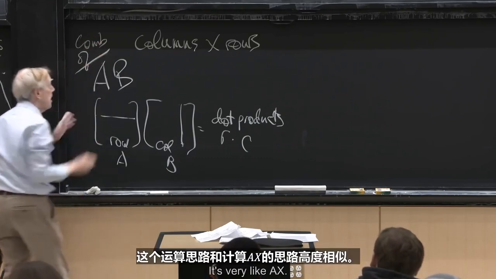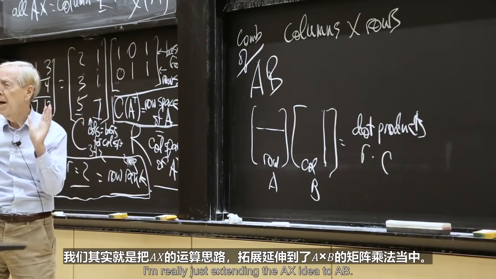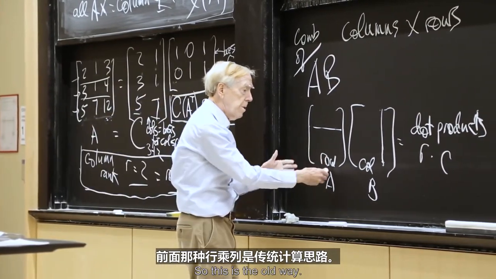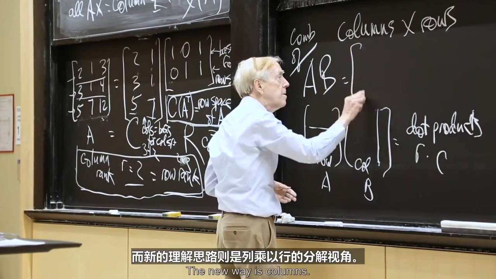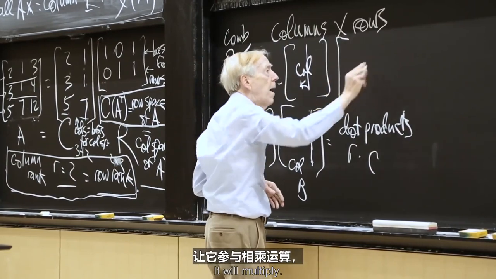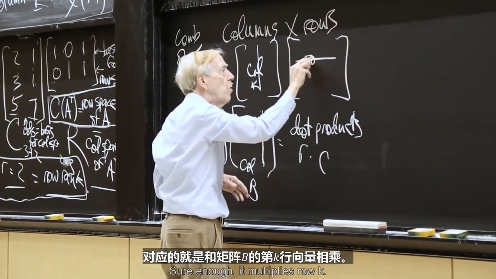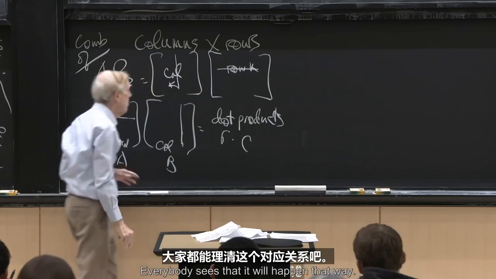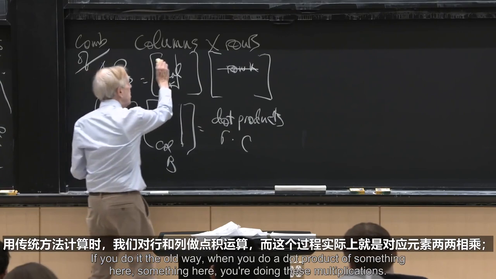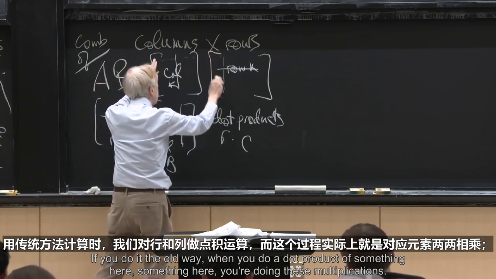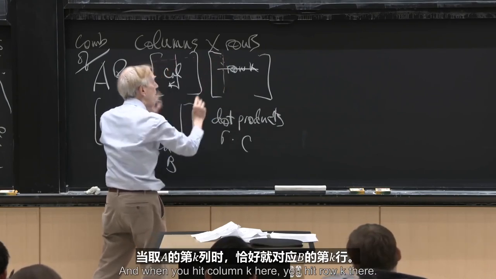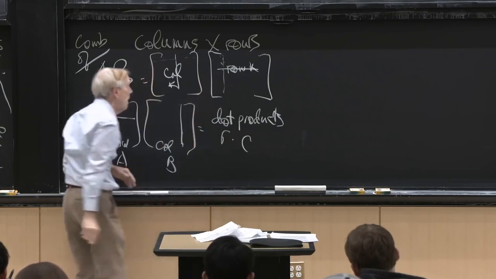It's very like AX. I'm really just extending the AX idea to AB. So this is the old way. The new way is columns. So there's column K. It will multiply, sure enough, row K. Everybody sees that it will happen that way. If you do it the old way, when you do a dot product, you're doing these multiplications, and when you hit column K here, you hit row K there. So these are connected.